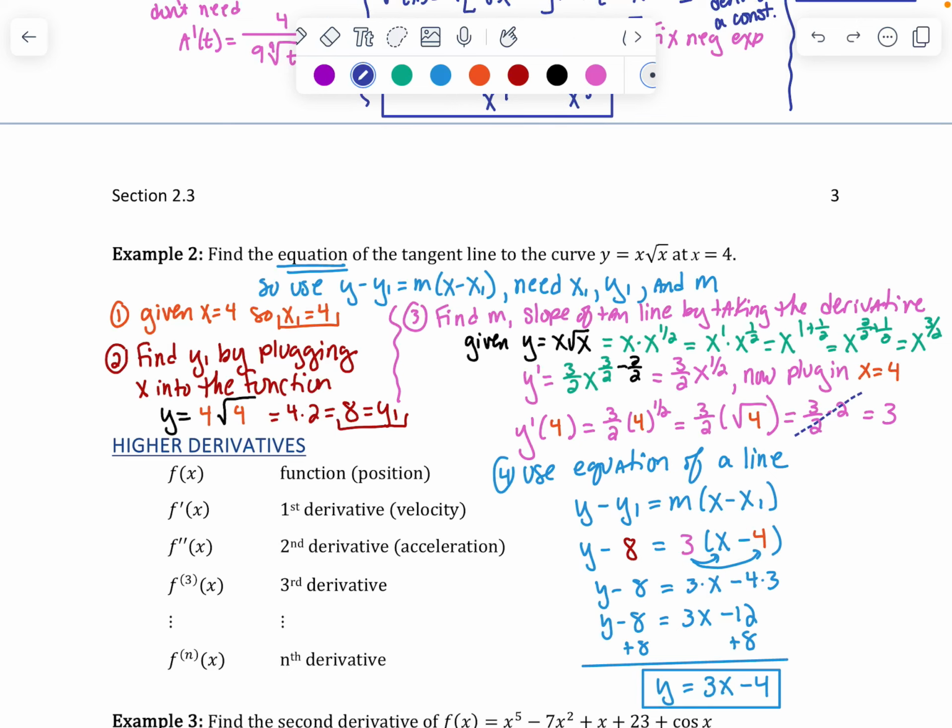Section 2.3, page 3, the last page for this section.